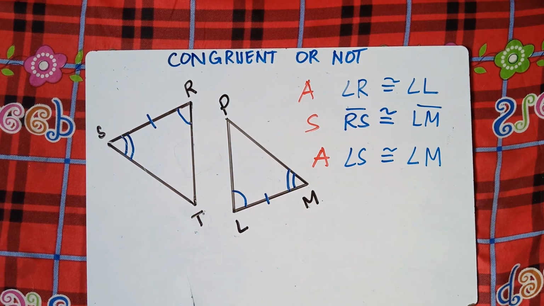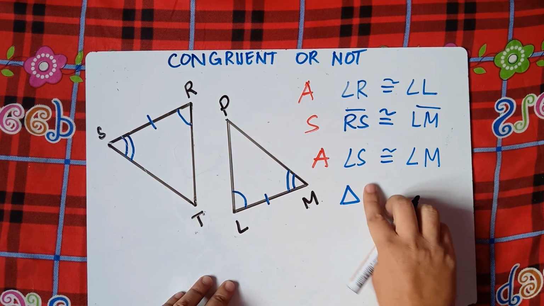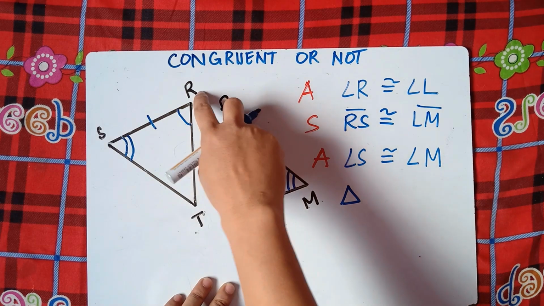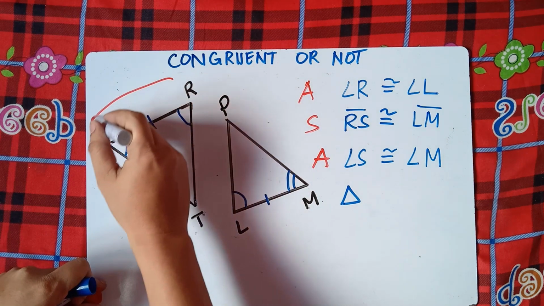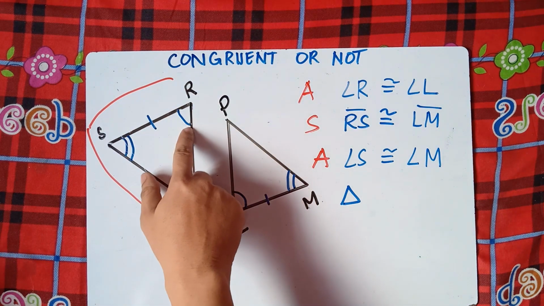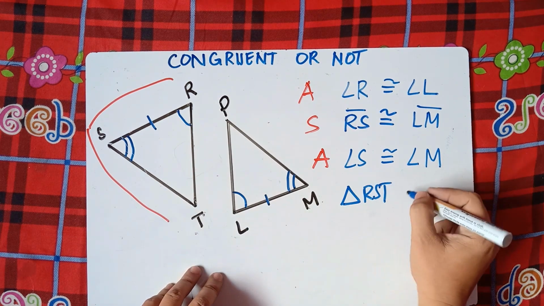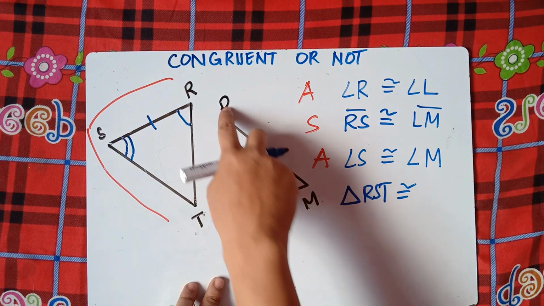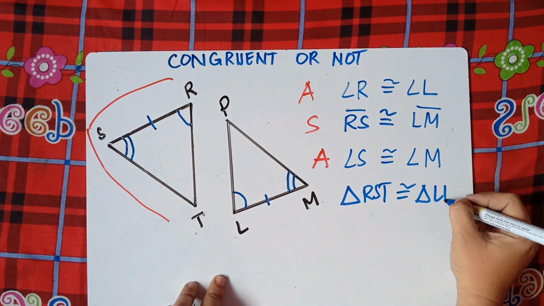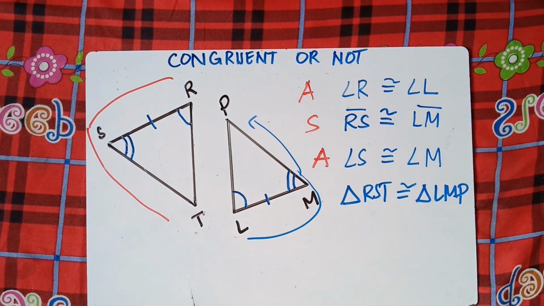Therefore, we can say that this triangle, if you read it RST, you read it this way: you start with the first marking, going to the second marking, then T. So RST is congruent to, it should be, triangle LMP. Okay, this one. I hope you're not confused in reading the two triangles, class. You just check the markings.